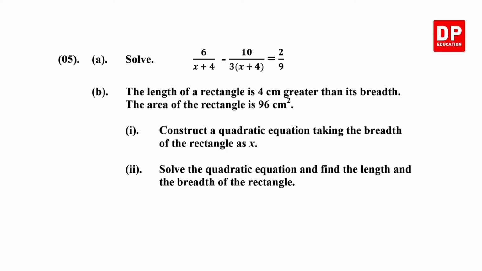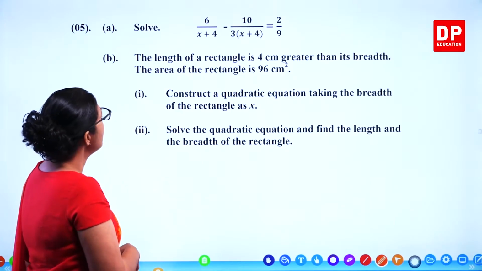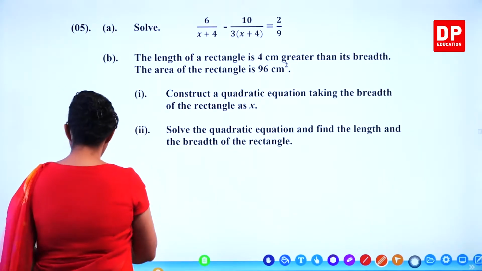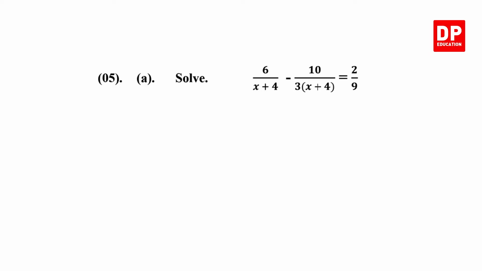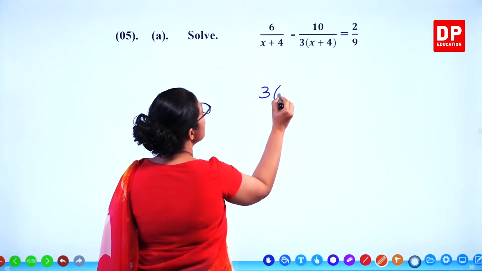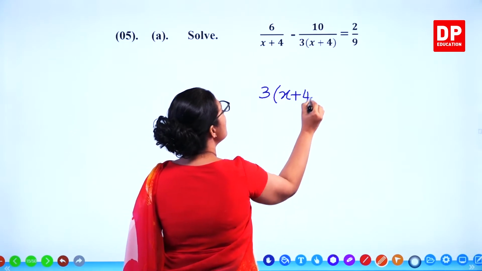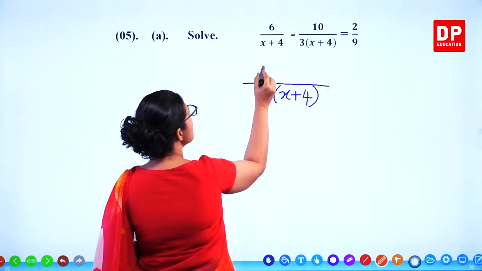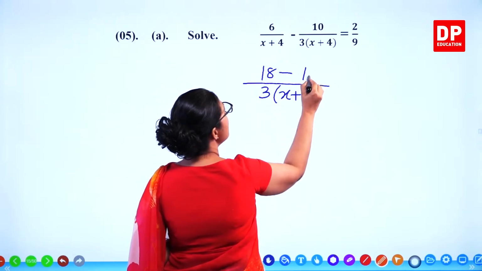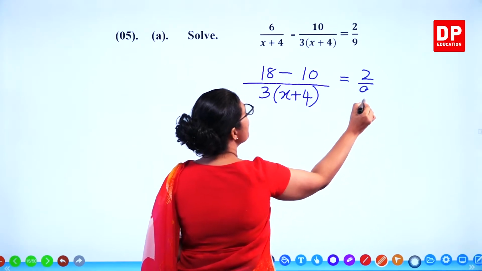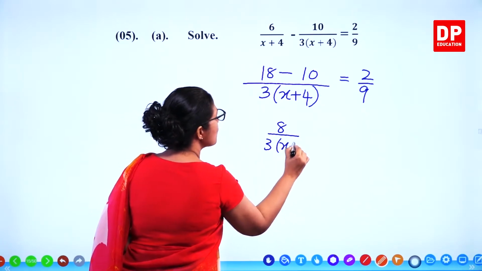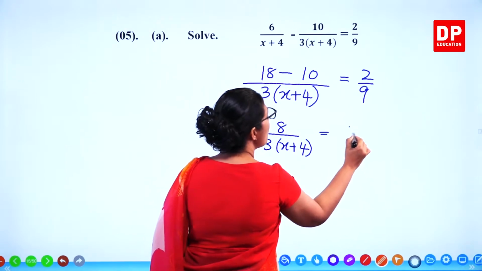Question number 5, you get an algebraic fraction and then you have to construct a quadratic equation and solve. So let's do that question. Solve the algebraic fraction. So you have to find the lowest common multiple. So the lowest common multiple is 3 times x plus 4. So convert to that. That means you have to multiply the first fraction by 3. 3 times 6, 18 minus 10 is equal to 2 over 9. Then 18 minus 10, you get 8 over 3 times x plus 4 is equal to 2 over 9.